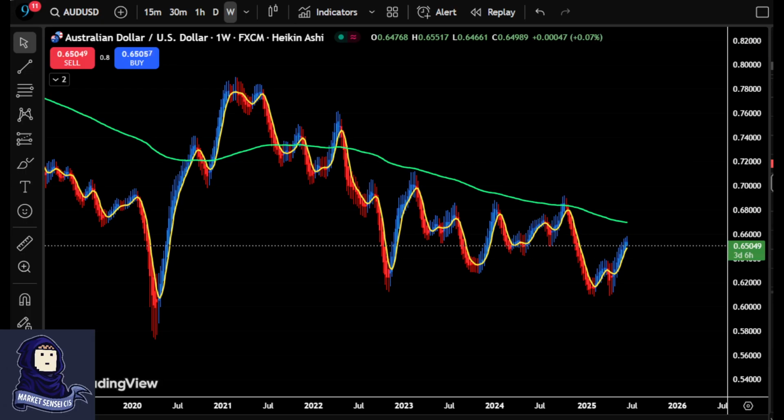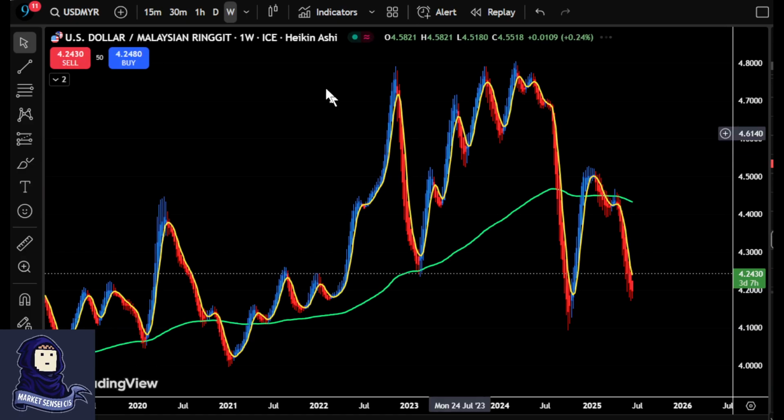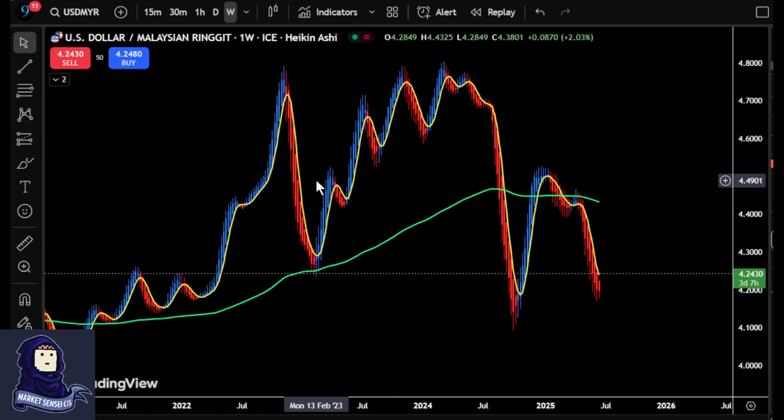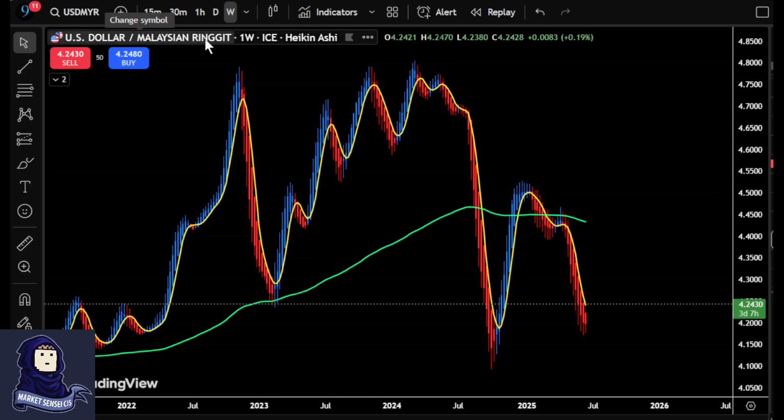Okay, let's check out yen versus Chinese. Oh, okay. What about this one? Okay, someone mentioned something about Malaysian ringgit. Okay, dollar Malaysian ringgit. Okay, yeah, Malaysian ringgit appears. This is the dollar versus Malaysian ringgit.